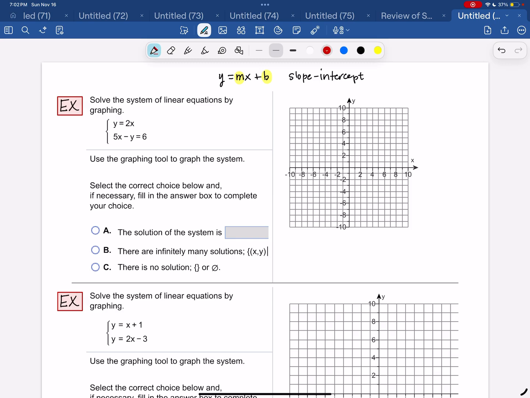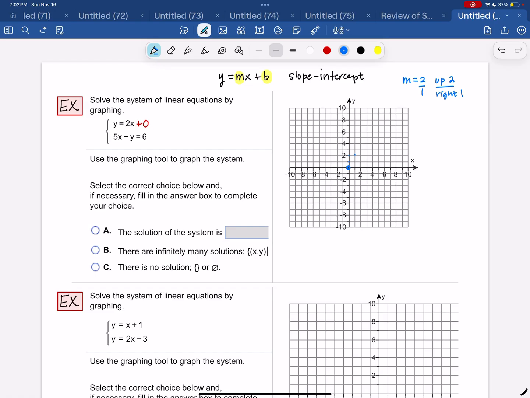Now notice in our first equation, we've got the y equals, but we don't have a b, so we need to add a 0 there. So our y-intercept is 0, and the line has a slope of 2. Now a slope of 2 is 2 over 1. That means I go up 2 to the right 1.